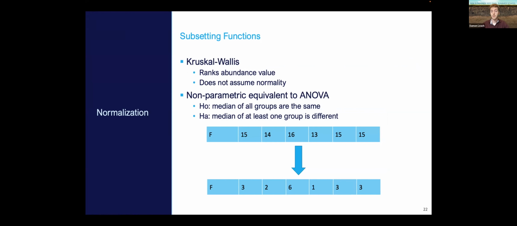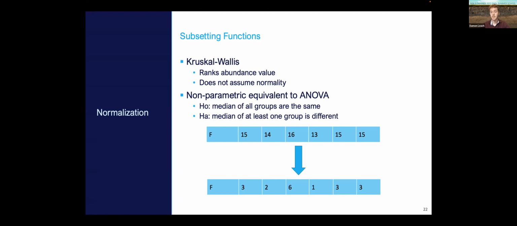Basically, instead of taking the actual abundance values like we see in the top row here, where there are values like 15, 14, 16, we are going to rank them all. Because 13 is the lowest value, that becomes ranked 1, 14 is 2, there's a tie for 15, 3, and then 16 becomes ranked 6th place. So instead of comparing the abundance values, we're comparing the ranks.